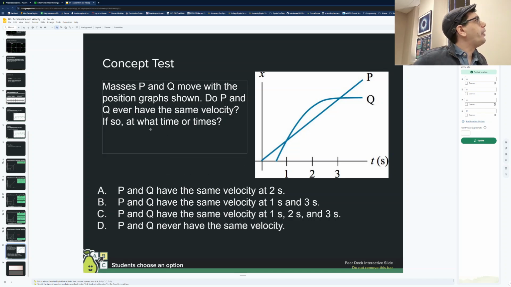And these are your options. We want to know when, if ever, P and Q have the same velocity. And you can see our options here. They have the same velocity at 2 seconds, or they have the same velocity at 1 and 3 seconds, or they have the same velocity at 1, 2, and 3 seconds, or they never have the same velocity.